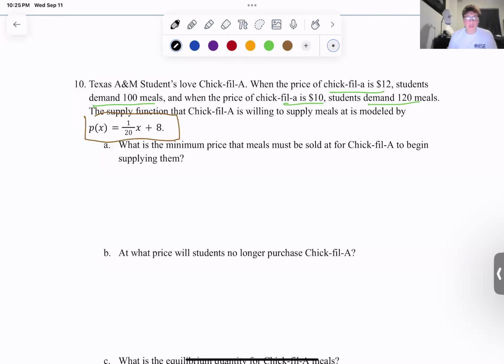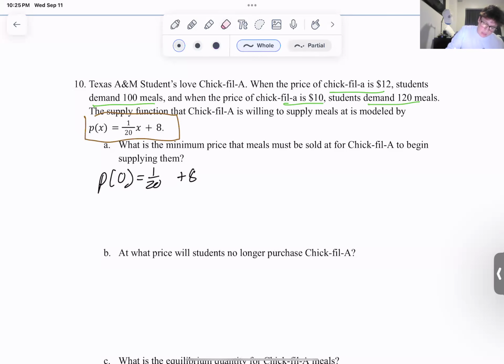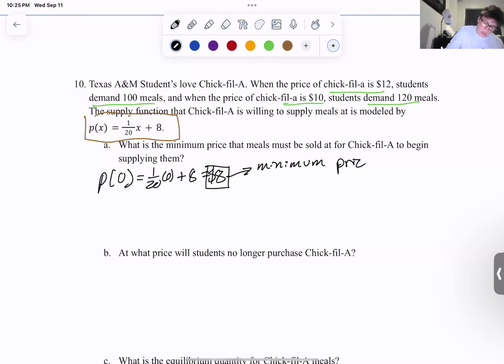Well, they're going to start supplying meals when x is equal to 0, because that's going to be like the first meal, the 0th meal. So P of 0 equals 1/20 x plus 8. That x is a 0. So this is just equal to 8. So the minimum price that Chick-fil-A will begin supplying Chick-fil-A meals at is $8.